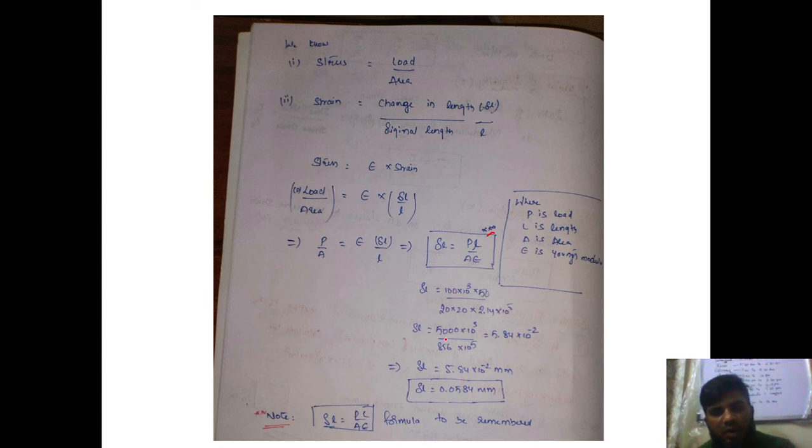100 into 50 we are going to get 5000. I will keep this 10 to the power of 3 as it is. Next, 20 into 2.14, you directly take a calculator and multiply, you will get the value of 856. I am keeping this 10 to the power of 5 as it is. Now you try to solve these two alone. 5000 by 856 we are going to obtain as 5.84.